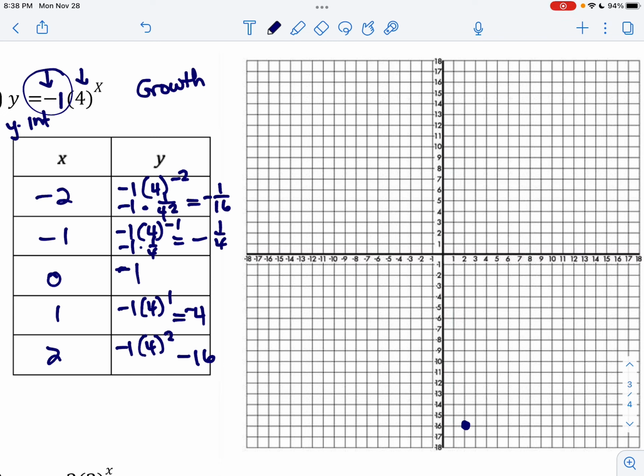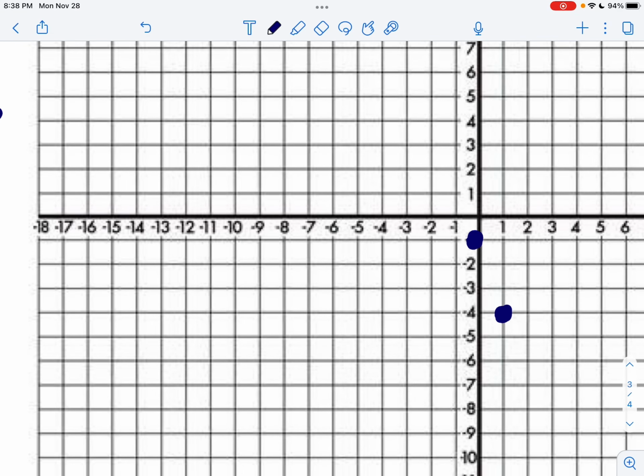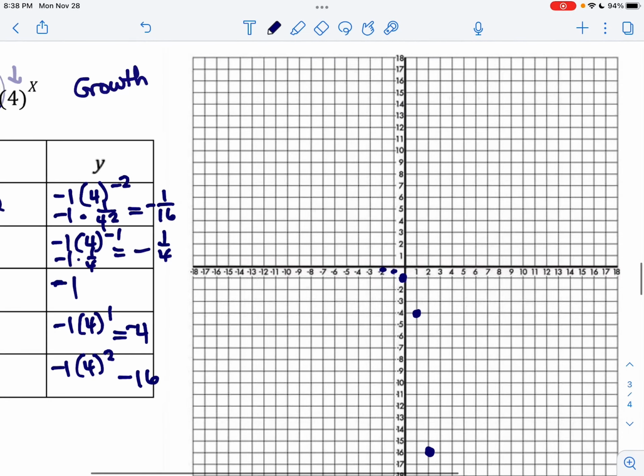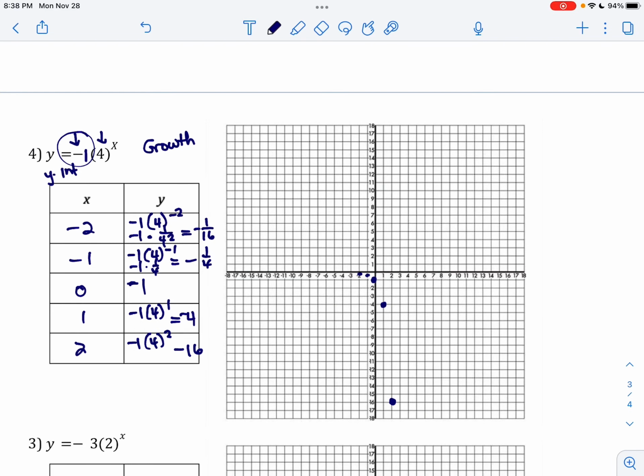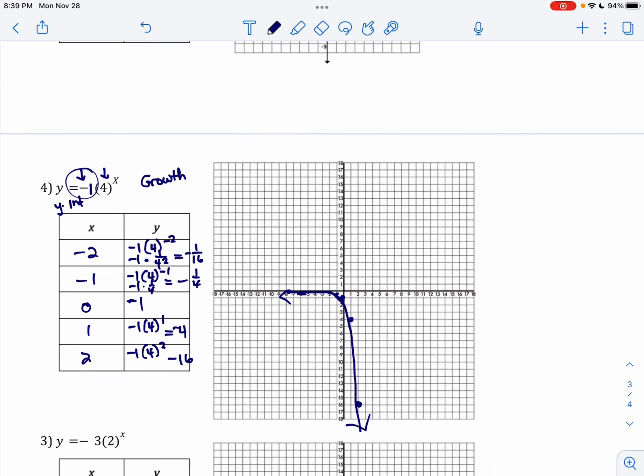1, -4. 0, -1. -1 and 1/4, so it's going to be just below that. And then the -1/16 is really, really small, so that's going to be so close to that x-axis. So now we can draw the graph. It's going to be really close, but it's never going to cross.